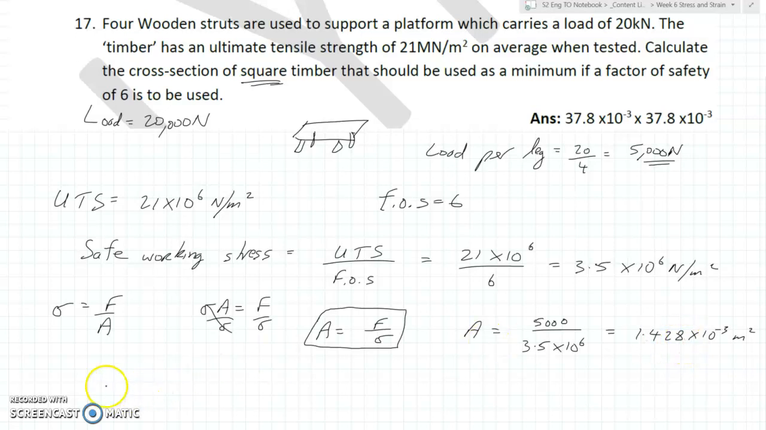Now, imagine this is our leg cross-section, and we could call that side X. Each side is going to be X. We're looking for the cross-section, which means we want to know the length of the side of this square. So X squared equals 1.428 by 10 to the minus 3. Well, X is going to equal the square root of that.